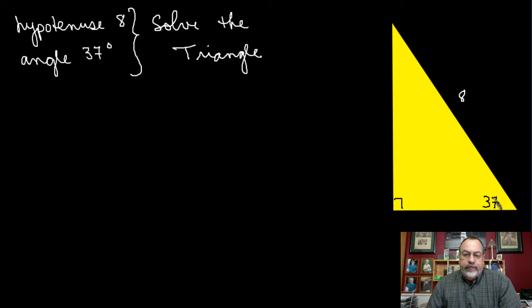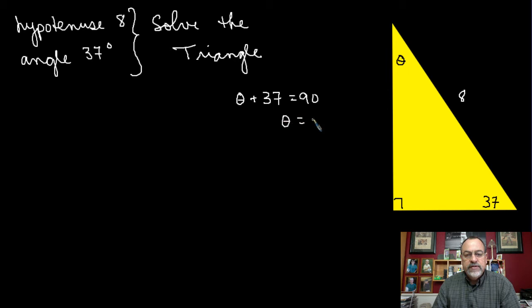Now, let's figure out the angle first. That's probably the easiest. We know that all 3 angles in a triangle add up to 180. We also know that this one angle is 90 degrees because it's a right angle. So if that one's 90, that leaves 90 degrees to split up between these last two. Let's call this theta because we don't know what it is. So this angle theta plus 37 is going to equal 90, because these two plus the 90 is equal to 180. So we solve this for theta, and theta is going to be 53.